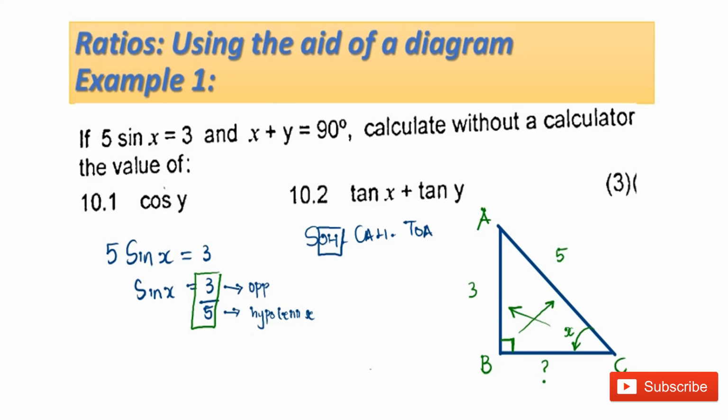We already know that the side opposite our x is 3, the side adjacent to our x is 4, and the hypotenuse is 5. But we don't know what that angle there is equal to. So we need to calculate what this angle is, and see if it can help us make sense of what our cos y is equal to. So how can we calculate that angle there?